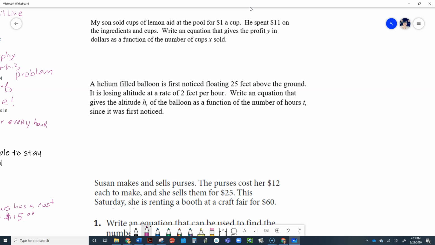So he took his allowance and bought the ingredients, and he spent $11 on sugar and ice and cups and lemons and all of that. Now, I did help him make it, and I did not charge him for my assistance. So he needs an equation that'll give his profit, and we're going to use the variable y, and we're measuring it in dollars as a function of.